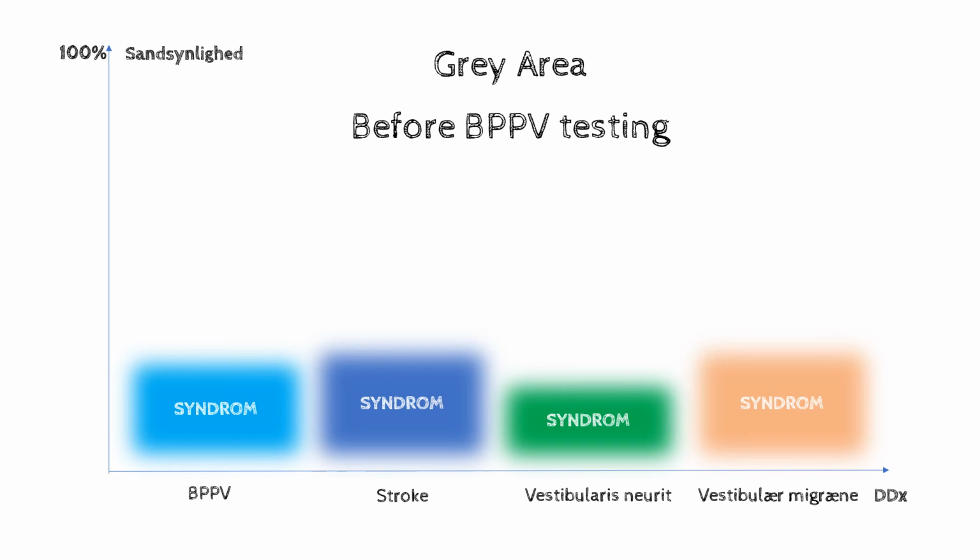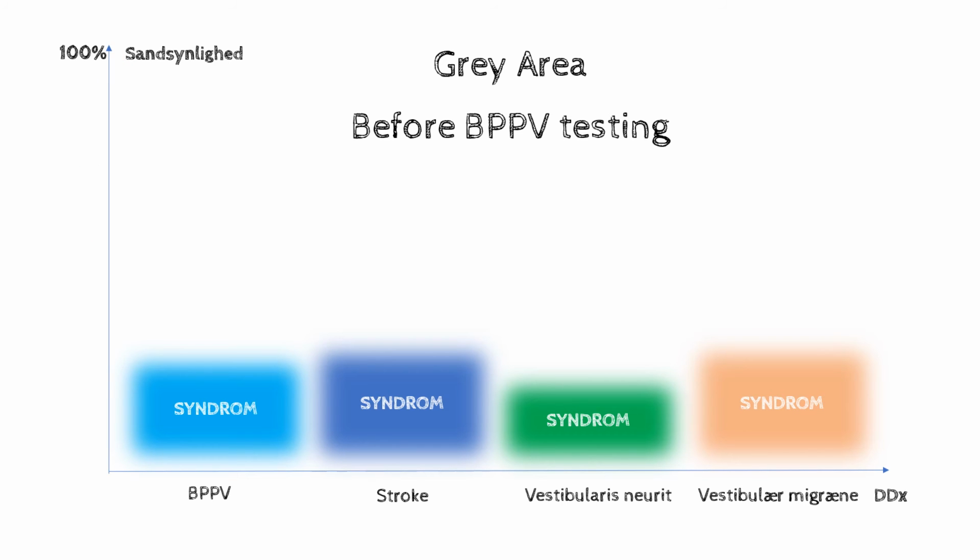Just to illustrate what I mean when I say that by finding a BPPV, you can actually rule out a stroke. Ruling in by ruling out, as I sometimes call it.